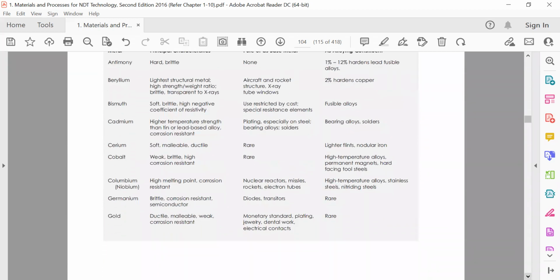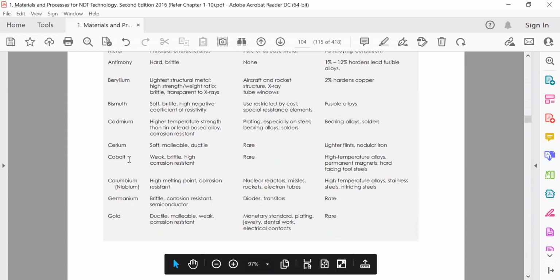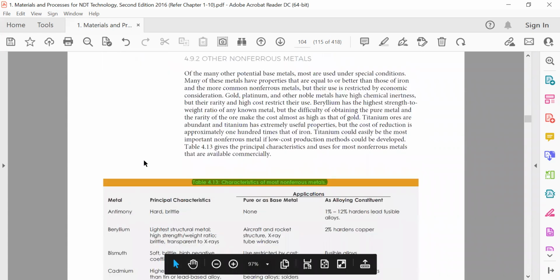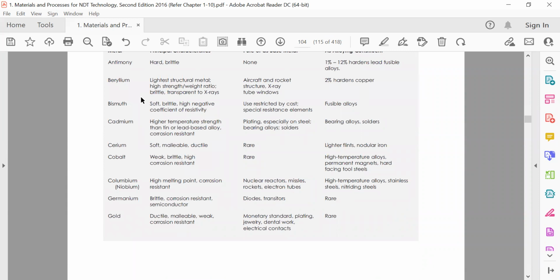Other non-ferrous metals: antimony, beryllium, bismuth, cadmium, cerium, cobalt, columbium, germanium, gold. Beryllium, hard and brittle, lightest structural material, high strength to weight ratio, transparent to x-rays. Bismuth, soft, brittle, high negative coefficient of resistivity. Cadmium, highest temperature strength. Cerium, soft, malleable, ductile. Cobalt, weak, brittle, high corrosion resistance. Columbium, high melting point, corrosion resistance. Germanium, brittle, corrosion resistance, semiconductor. Gold, ductile, malleable, weak corrosion resistance.